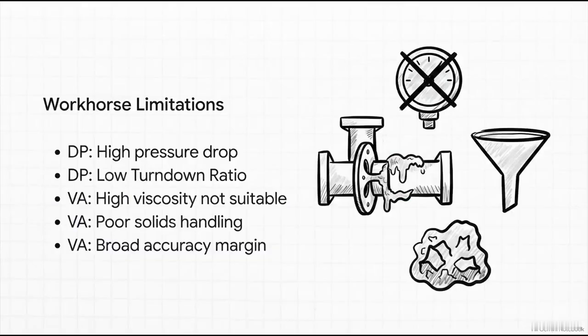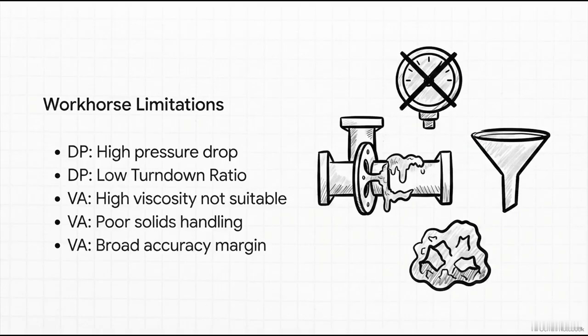But low cost always comes with trade-offs, right? Because you're literally forcing fluid through a physical restriction in a DP meter, you cause a permanent high pressure drop in your system. It also has a pretty low turndown ratio, just 3:1 to 4:1. Basically, it can't measure a very wide range of flow rates.